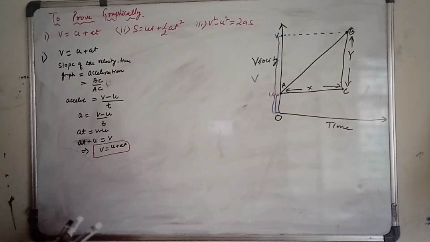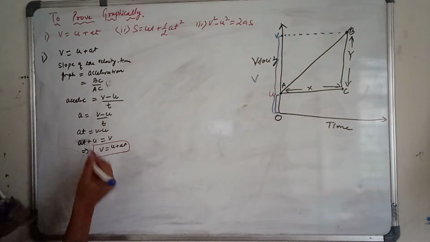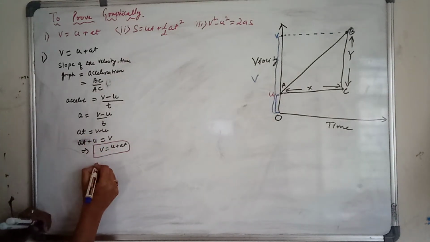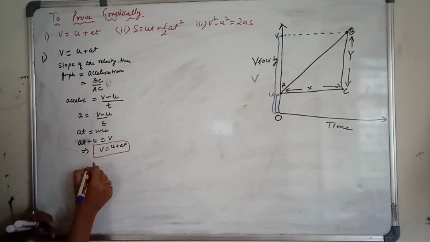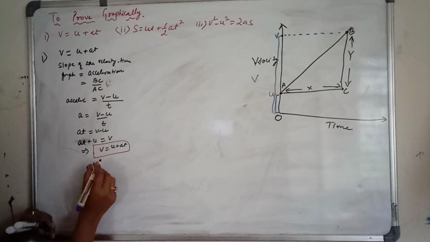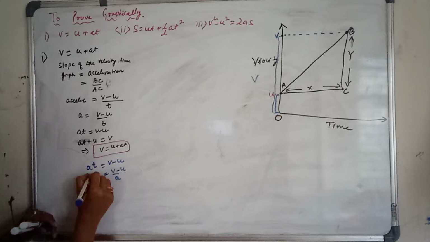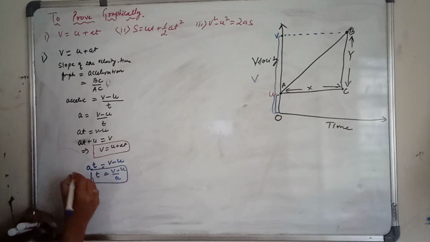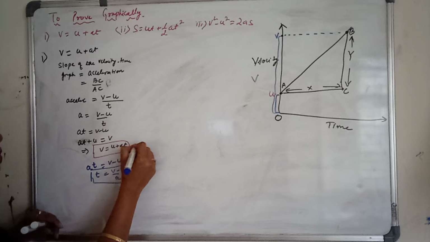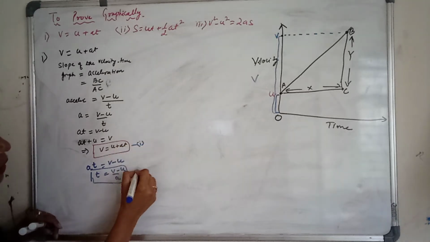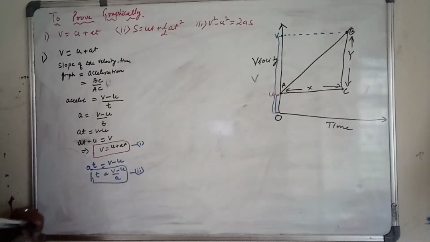Now from this equation we can write T equal to, tell me what we can write from here. Just write down AT is equal to B minus U. So T equal to B minus U by A. So this is also we can write. So write down this number as a 1, this one as a number 2.